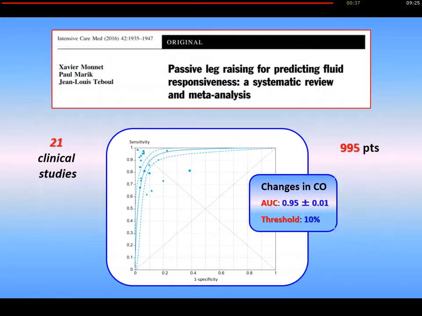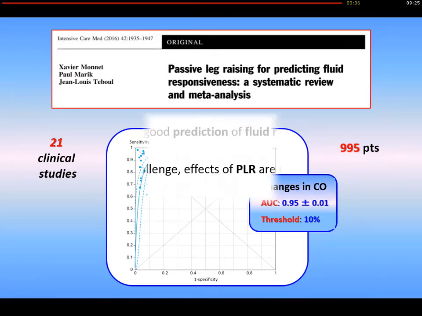This is a recent meta-analysis with Xavier Monet and Paul Merrick, and we included 21 clinical studies and almost 1,000 patients, studies that address the issue of fluid responsiveness using PLR, and the changes in cardiac output during PLR are very well predictive of fluid responsiveness. The area under the curve was 0.95 and the threshold value 10%. We are very lucky because 10% is easy to remember.